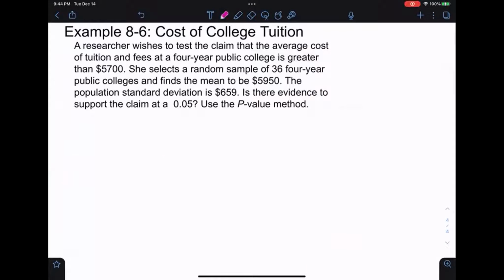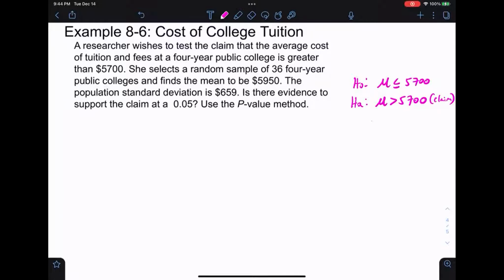A researcher wishes to test the claim that the average cost of tuition and fees at four-year public colleges is greater than $5,700. Greater means the alternative hypothesis is greater than 5,700, and the null should be less than or equal to 5,700. So this is the claim. It's more than, and the null says it's equal or less than that.